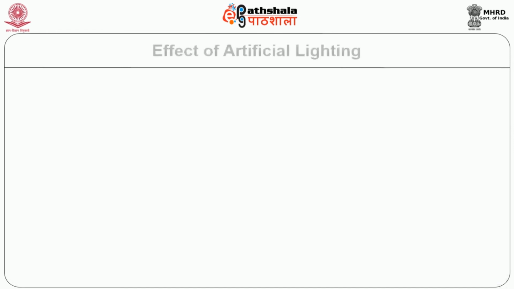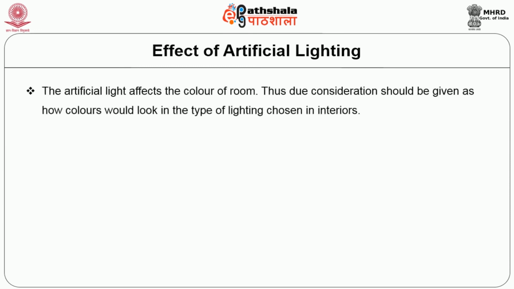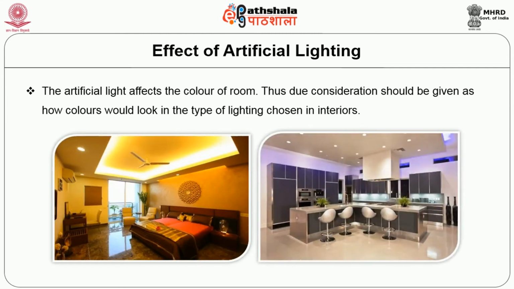Effect of artificial lighting. The artificial light affects the color of the room. Thus, due consideration should be given as to how colors would look in the type of lighting chosen in interiors. Yellow light of an incandescent bulb will absorb yellow color and would make a brown color look very dull. A blue wallpaper would look grey and lemon yellow walls would look like peach color. Similarly, cool light of fluorescent tubes affects blues and purples and makes yellow look very dull.